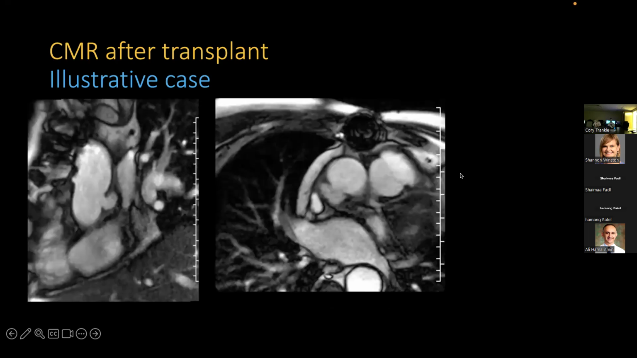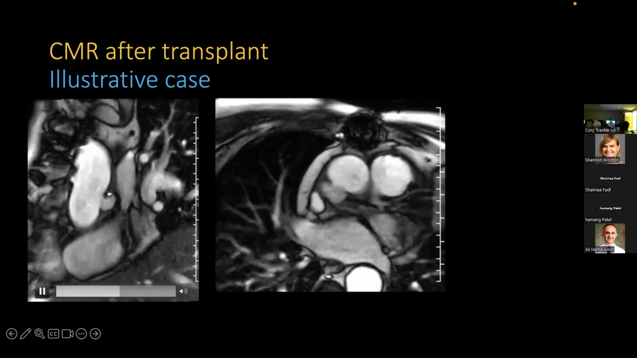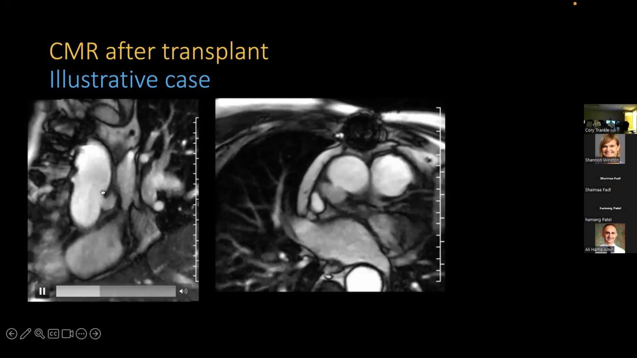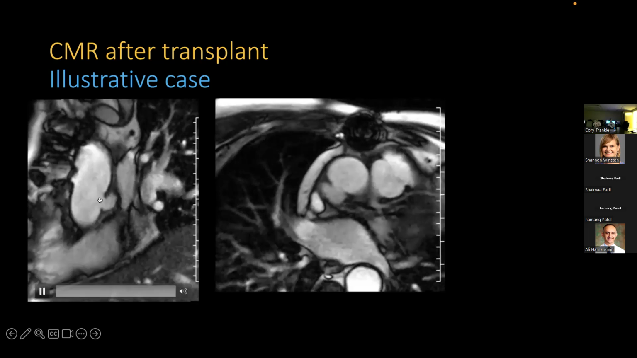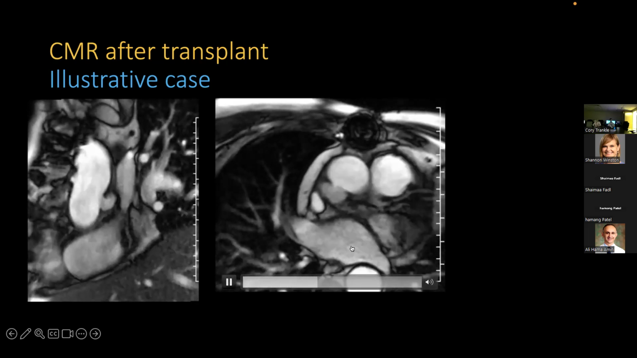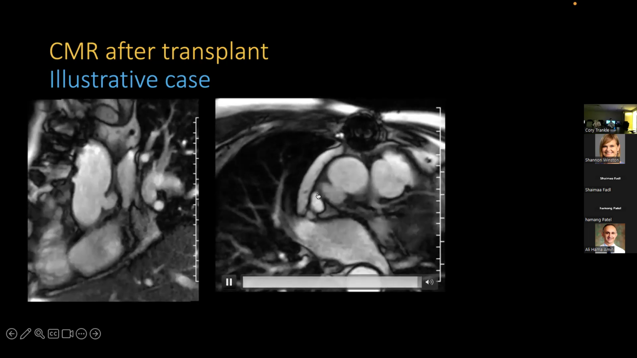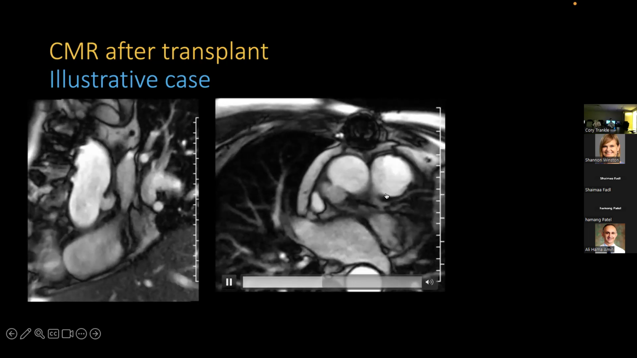So looking at more images, this is a cine image, sagittal view through the aorta. And there is a focal outpouching from the aorta, and it is filled with blood material. And this is the axial cine at the same level, showing that wide neck and focal outpouching concerning for pseudoaneurysm.